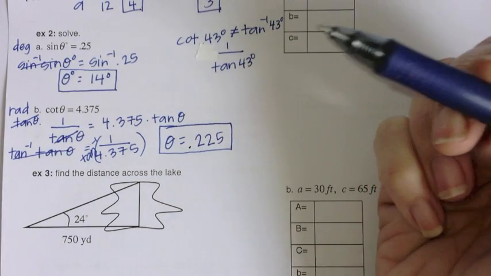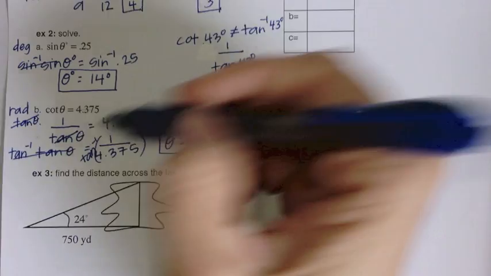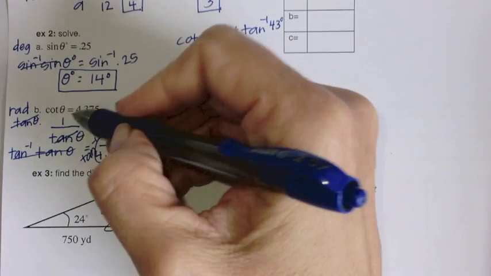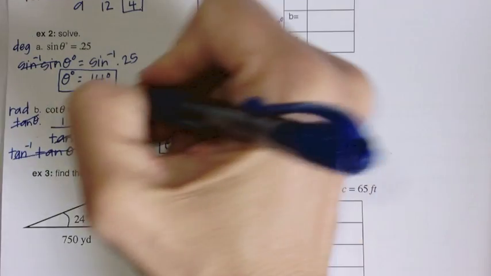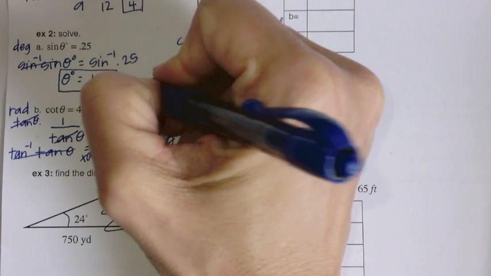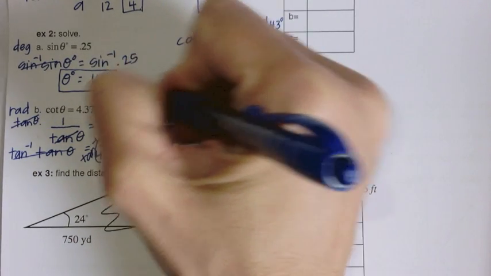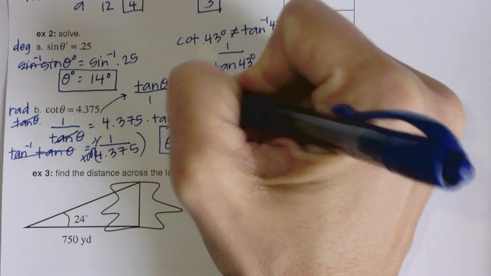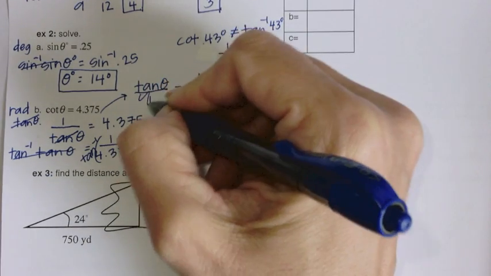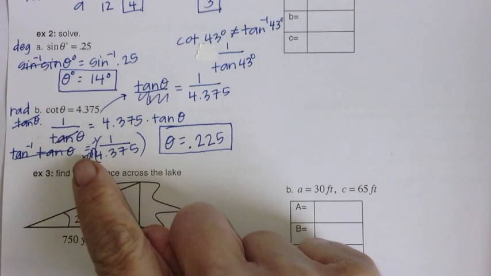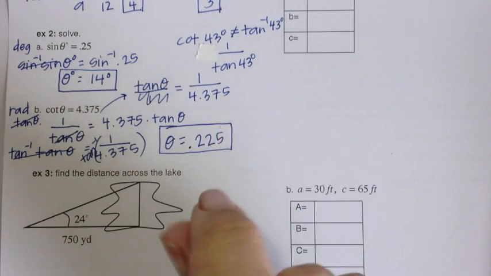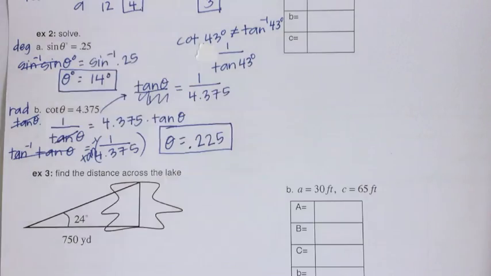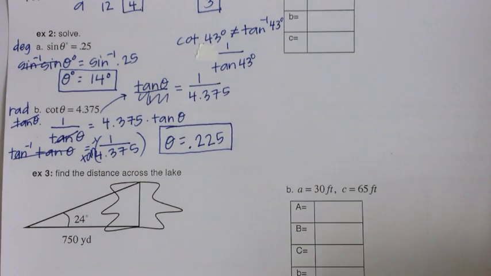Alrighty. By the way, if you didn't already know this in math, instead of having to multiply both sides by tangent, you can do the reciprocal of both sides. So that would look like this. Just do tangent theta over 1 equals 1 over 4.375. And then you really don't need that 1 there. And if you look, that's exactly what we had here. So you can flip both fractions. That only works if you have one fraction bar on each side of the equal sign.